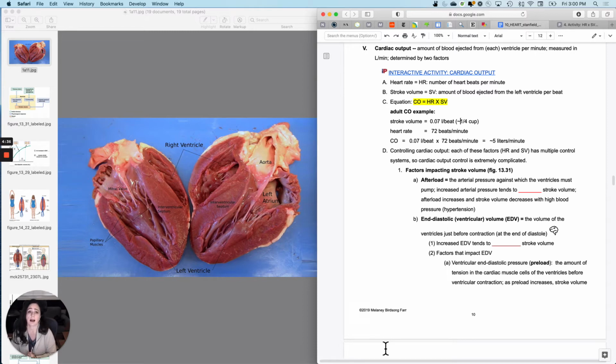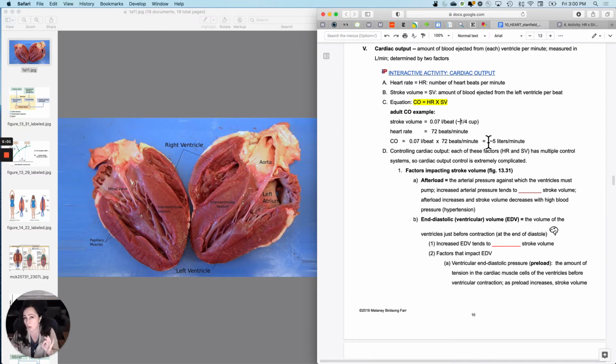So cardiac output is where we are, abbreviated CO. It's the amount of blood that's ejected from a ventricle per minute. And it's measured in units of volume per units of time, usually liters per minute or milliliters per minute. And it's basically determined by two factors, which is heart rate, which is how many times the ventricle contracts per minute, right?